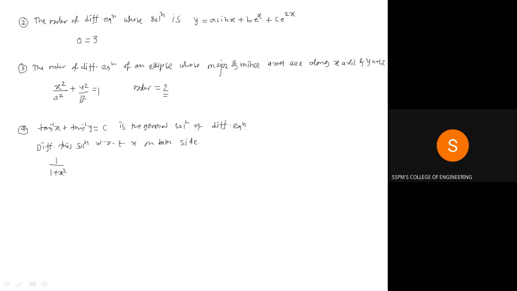and the derivative of x with respect to x is 1. Plus, what is the derivative of tan inverse y? It is 1 upon 1 plus y square into the derivative of y with respect to x, that is dy by dx, and the derivative of a constant is 0. Now you rearrange the terms. 1 upon 1 plus x square is equal to minus 1 upon 1 plus y square into dy by dx.